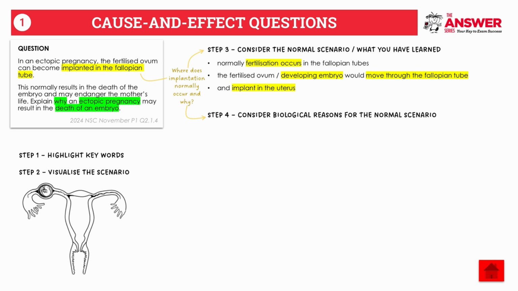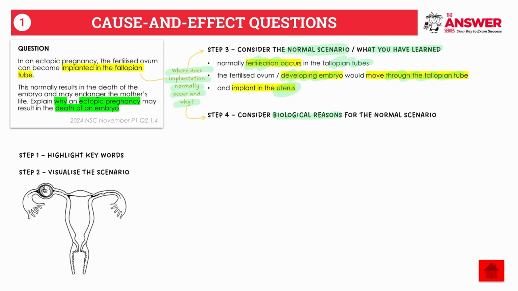Step 3 is to consider the normal scenario, what you have actually learned. So this is not something you would write. This is just you considering, where does implantation normally occur and why does it have to occur there? So normally fertilization occurs in the fallopian tubes. This fertilized ovum or developing embryo moves through the fallopian tube and it goes to the uterus to be implanted. That's the normal scenario. So step 4 says, why?